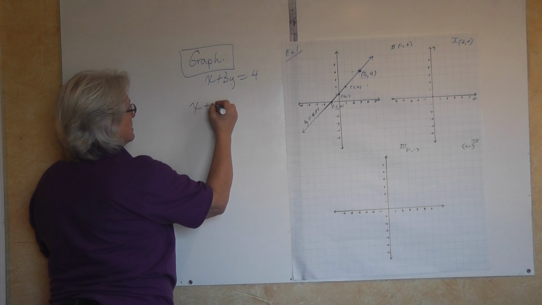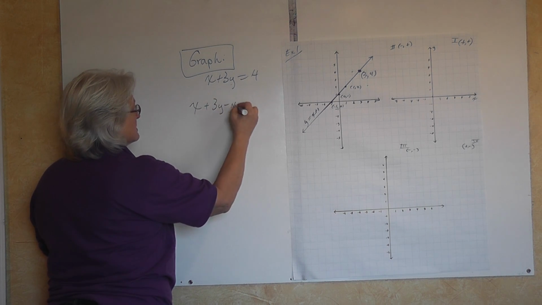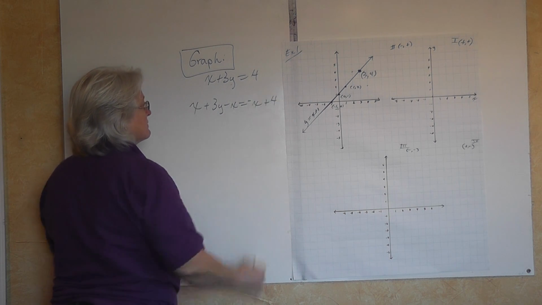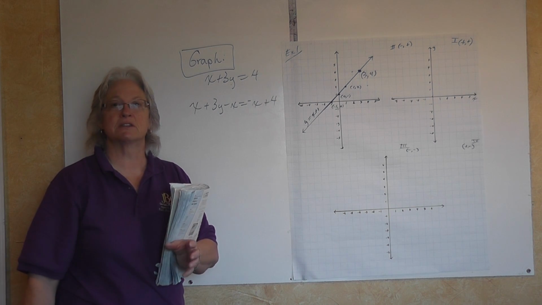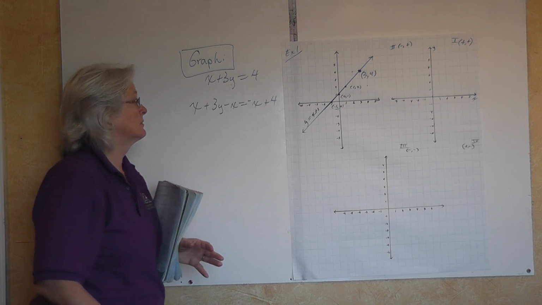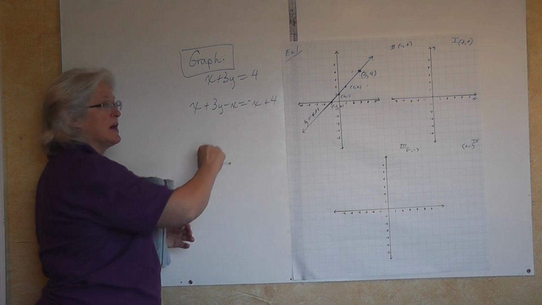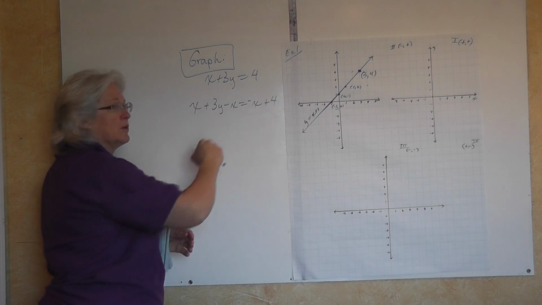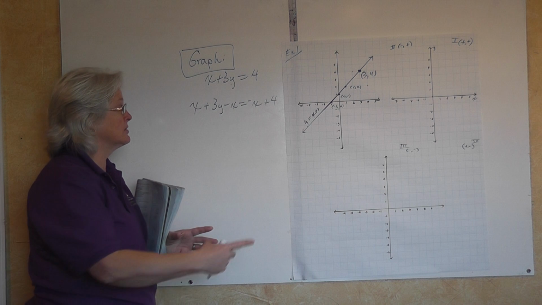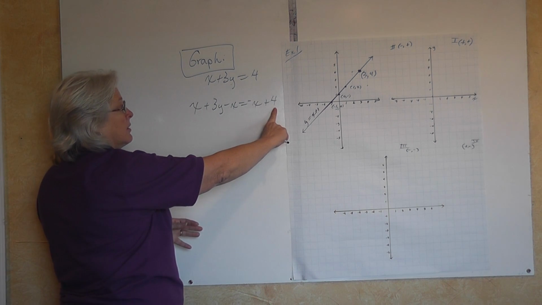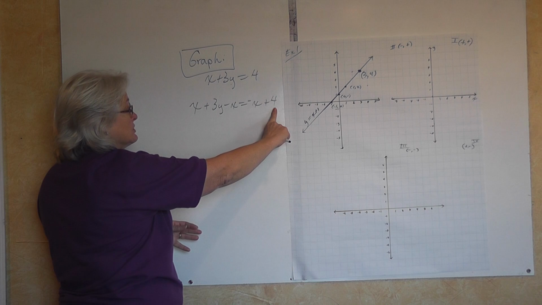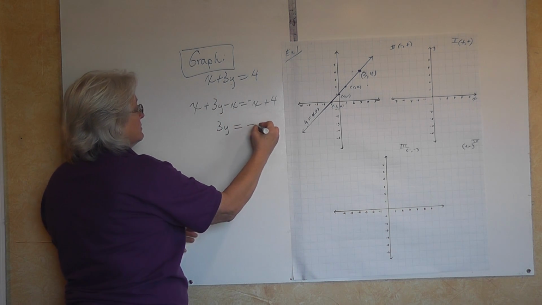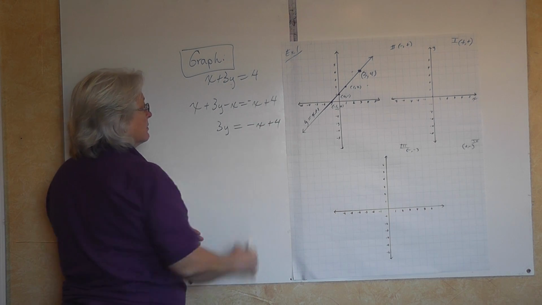X plus 3y minus x is equal to negative x plus 4. Now, does that look all right to you? Well, yeah, because subtraction is the same as adding the opposite. A lot of people prefer to have your x in front of your constant term when you are solving an equation. So this would give us 3y is equal to negative x plus 4.